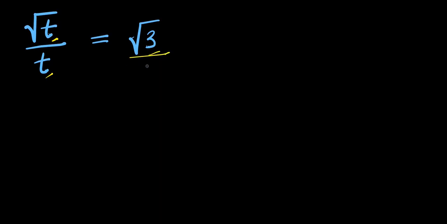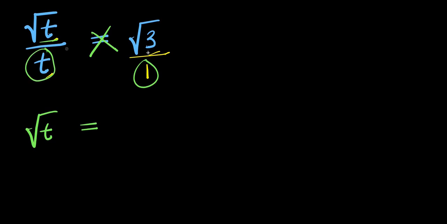We can divide this by 1. Then we cross multiply. So square root of t will multiply 1. We have square root of t. And this equals t will multiply square root of 3. We have t times root 3.